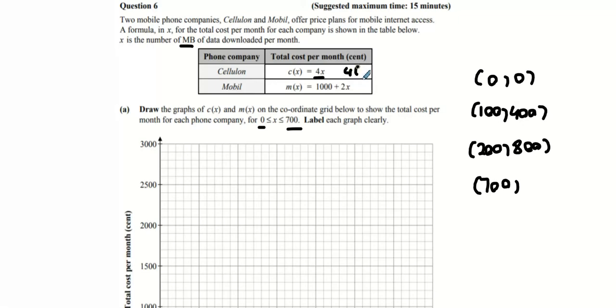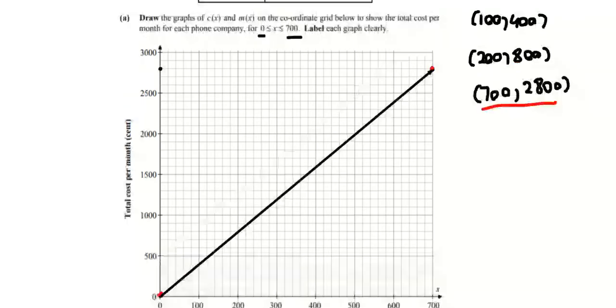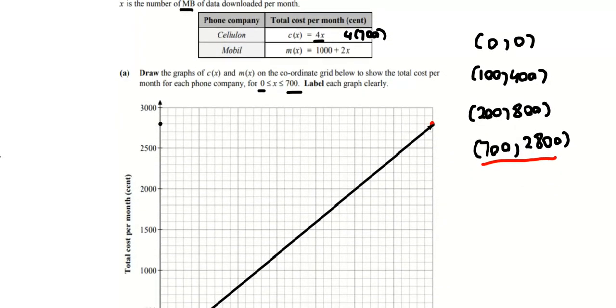Imagine your data is 700. 4 times 700 is 2,800. Look at the bars, there's one block each, so 2,600, 2,700, 2,800 is up here, and that is at 7. So this point here, which I'll do in red, is this point here, and then we have 0, 0, which is here. And what we can do is draw this line. Okay, and that's for C of X, Cellular.